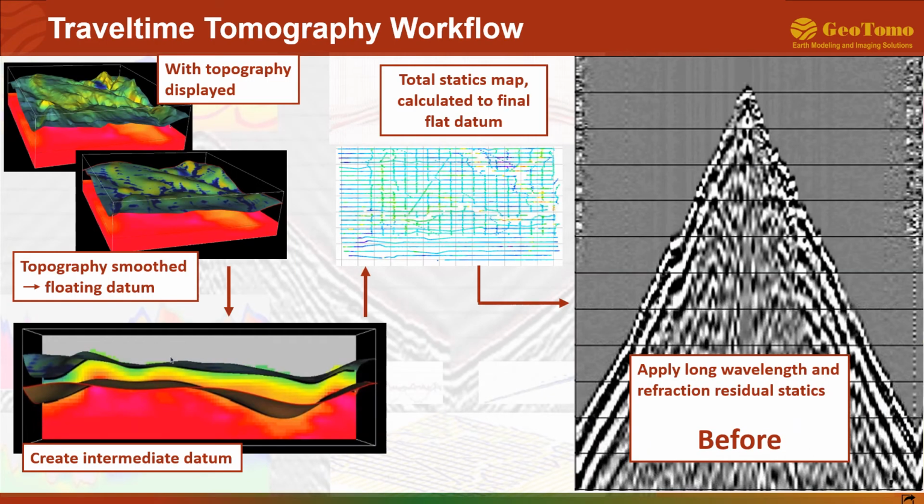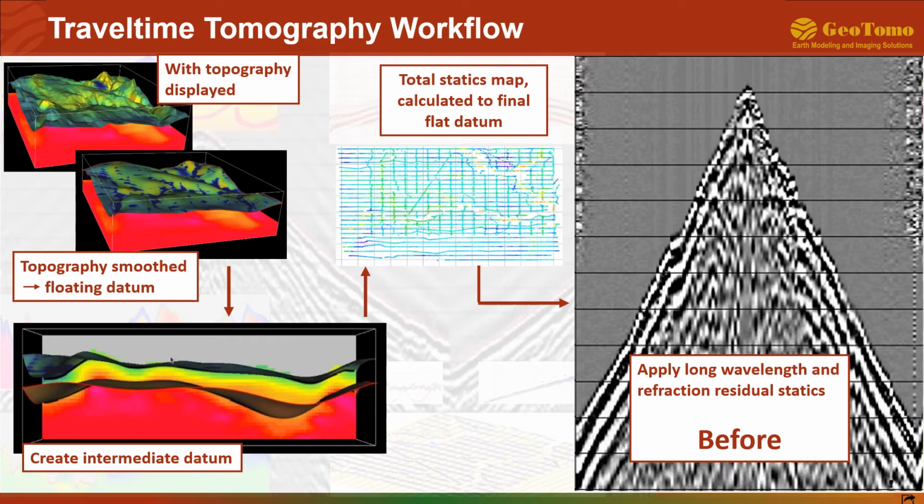Top left is the model with topography displayed. Smoothing the topography gives us the floating datum. We then create an intermediate datum, typically by choosing an isovelocity surface to represent the base of the near surface. We now calculate our total statics.